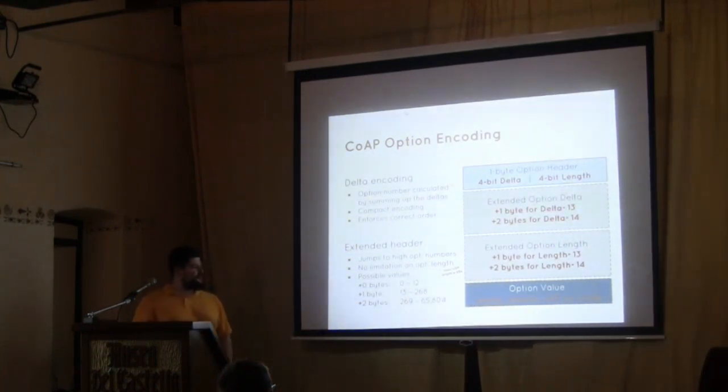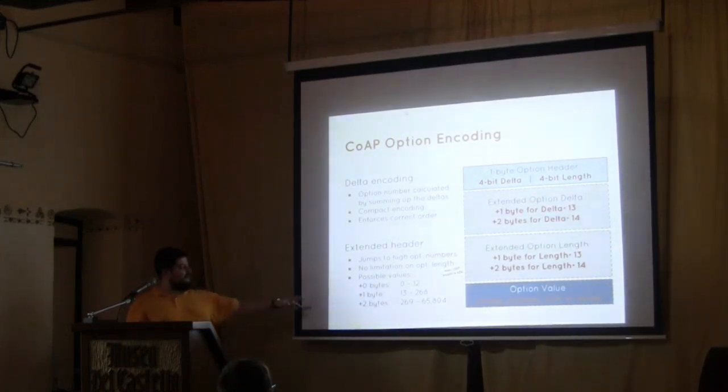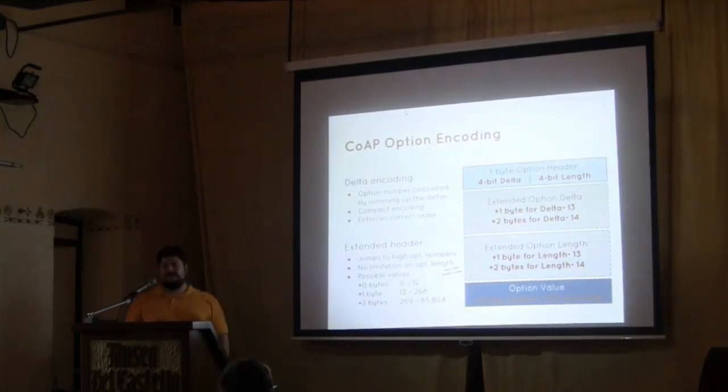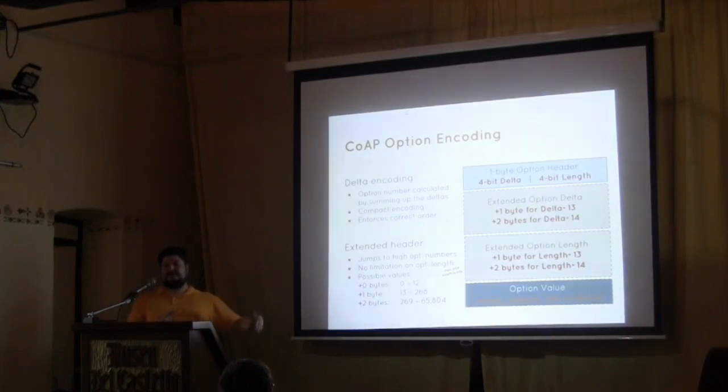And then we get ranges like here. With 1 additional byte, we cover numbers between 13 and 268. And with 2 bytes, you can go up to 65,000. That's basically the limit. You also have this for the length. UDP, for instance, has a theoretical limit of 65,000 bytes. So we could have just one big option. Probably it's not useful, but there are no artificial limitations in the protocol. That's one of the main points.